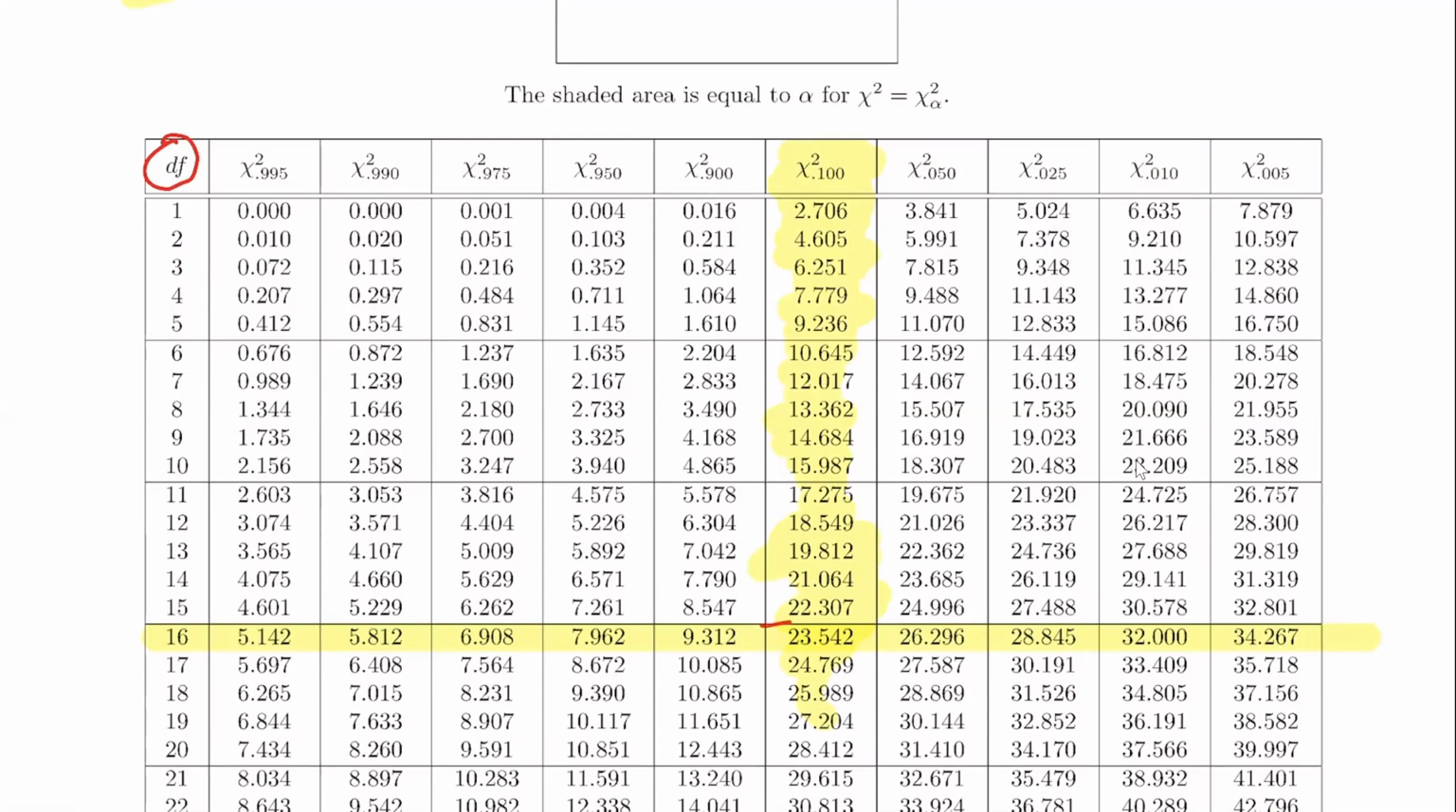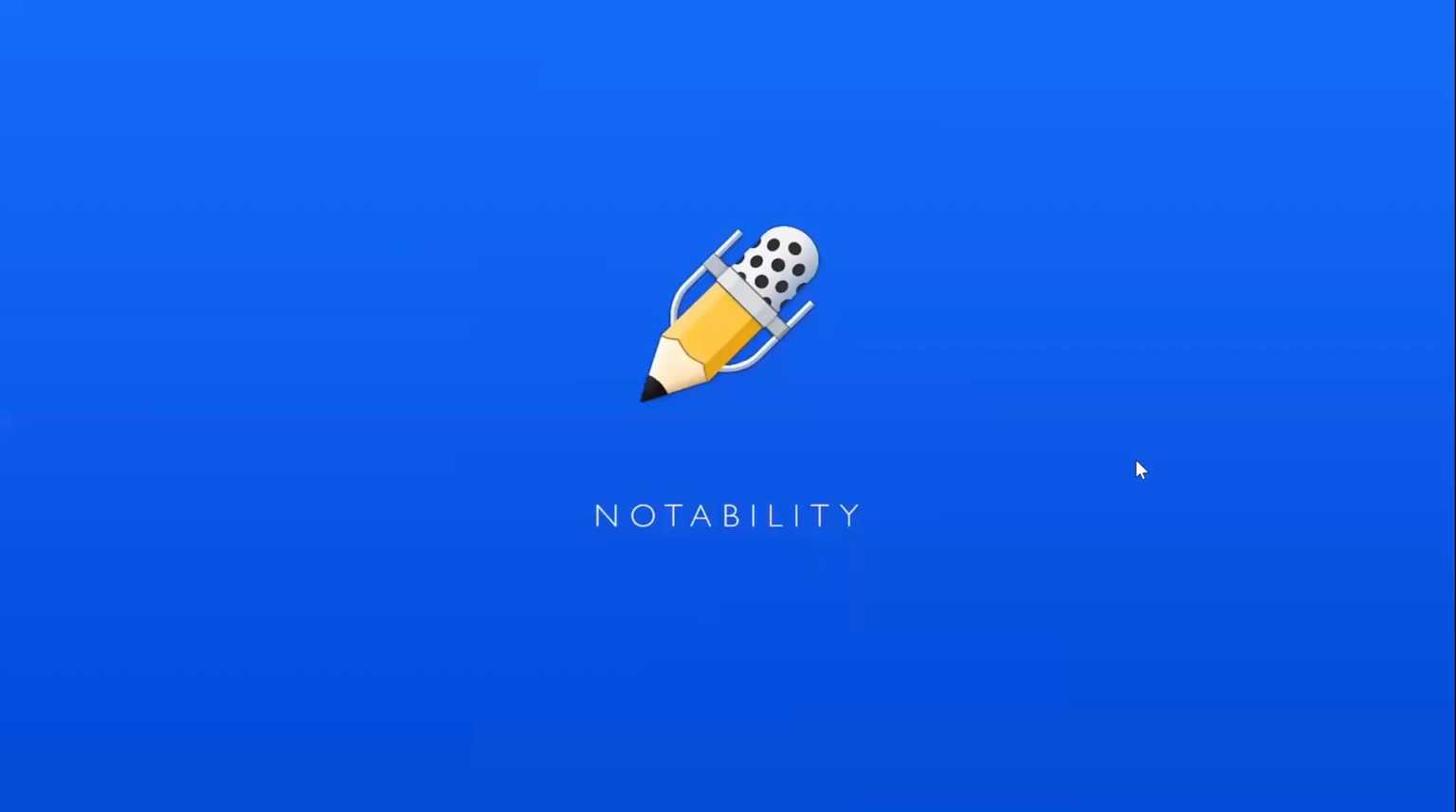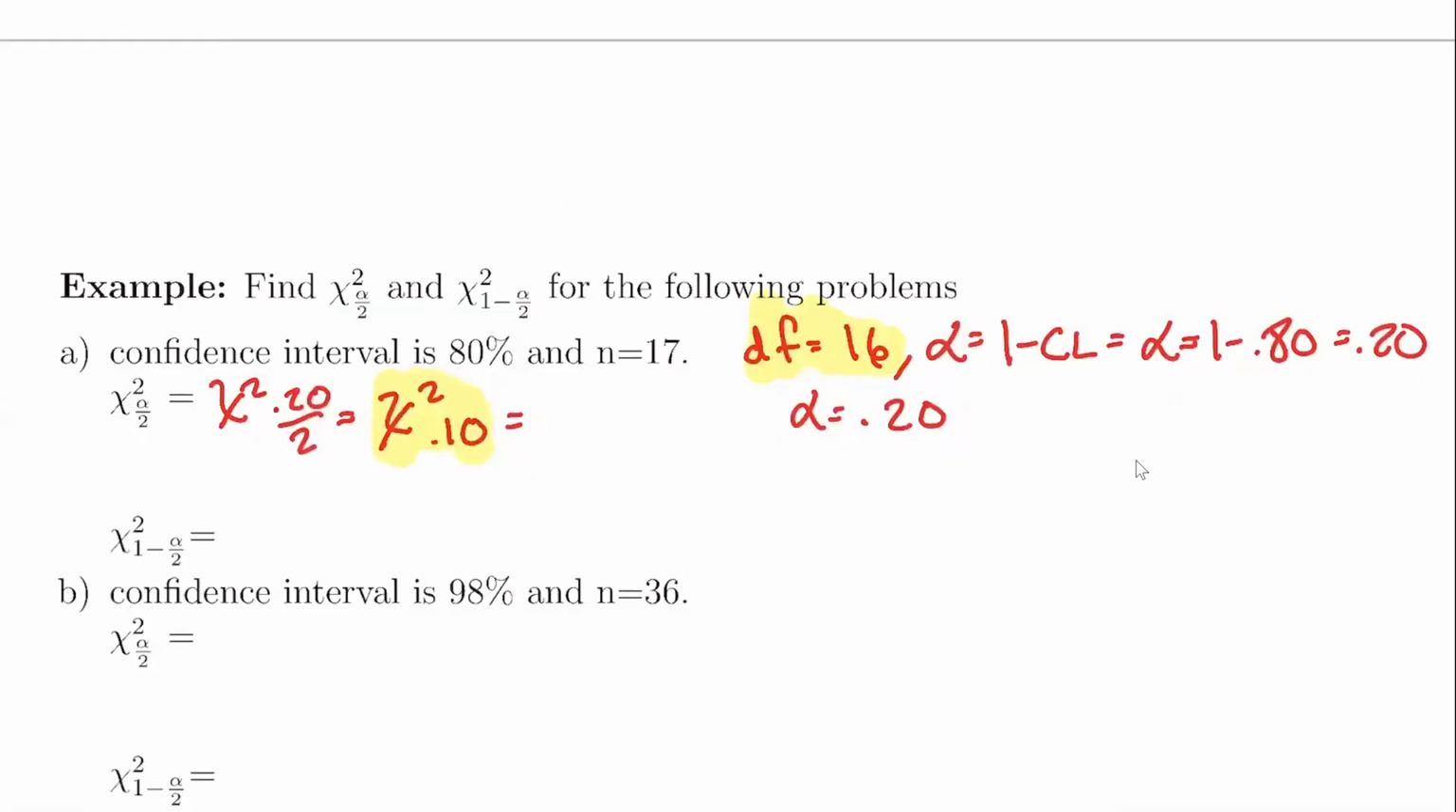If you look at where they intersect, it's 23.542. So that's our answer: 23.542. All right, and that's how you get chi-square of alpha divided by 2. Any question for chi-square of alpha divided by 2?